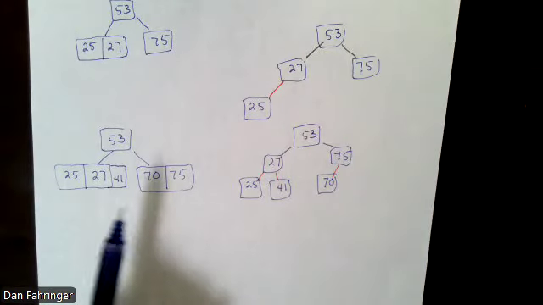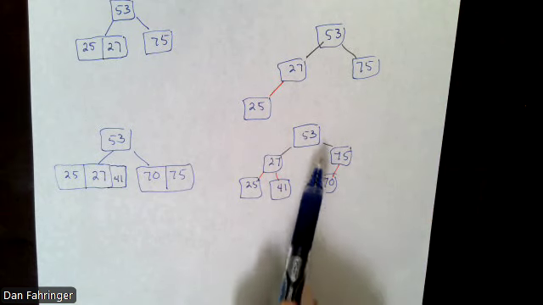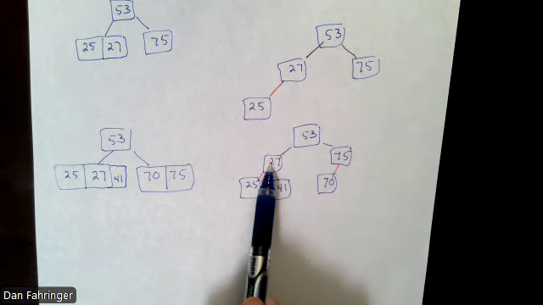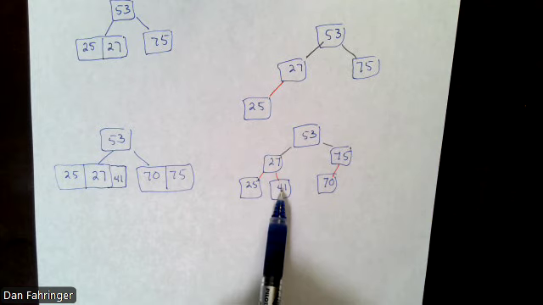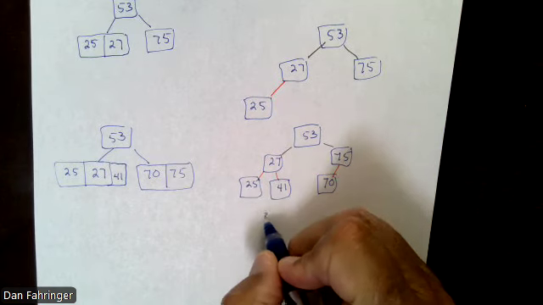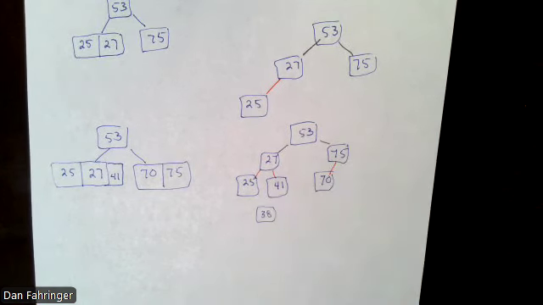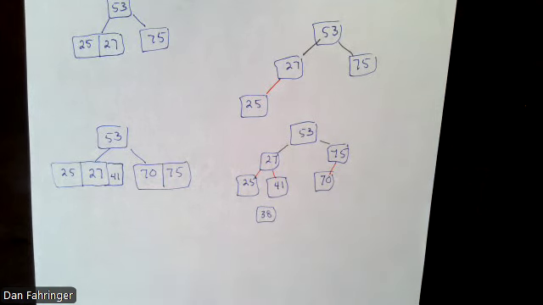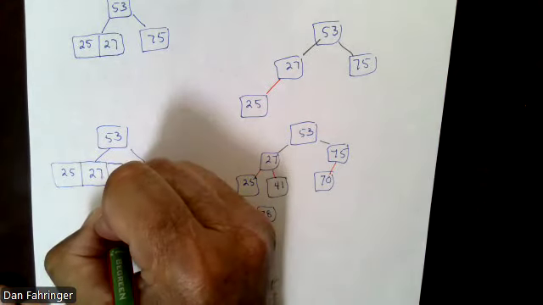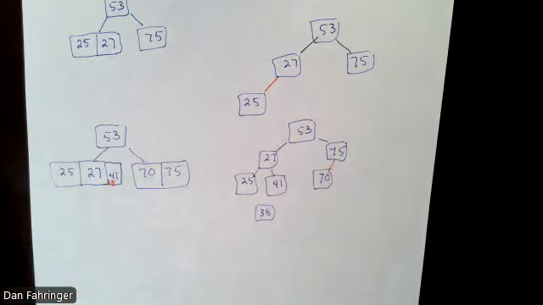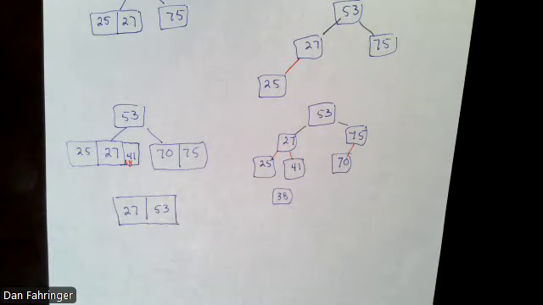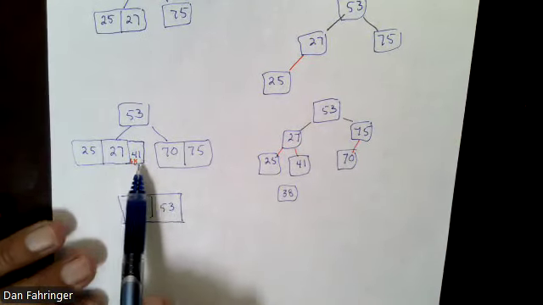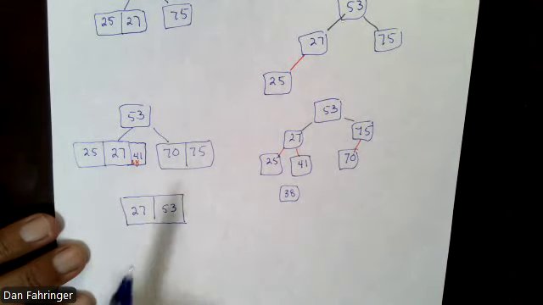Okay, 38. 38 is going to cause a blow up. 38 is less than 53, greater than 27, less than 41. So 38 is going to go over here. When I add it, it becomes a red and it blows everything up. So let's see what happens when 38 is added. I will give you a minute to work on that. I added the 38, so the middle one in this node goes up.